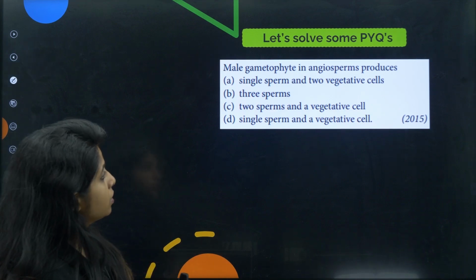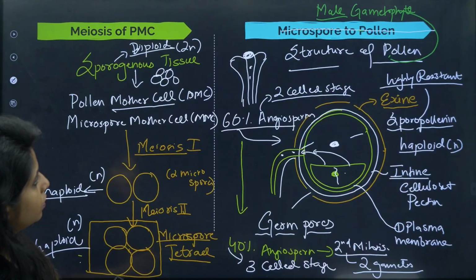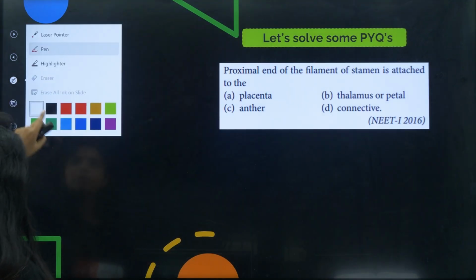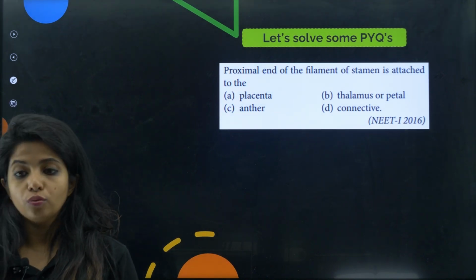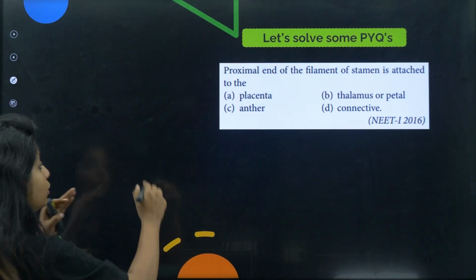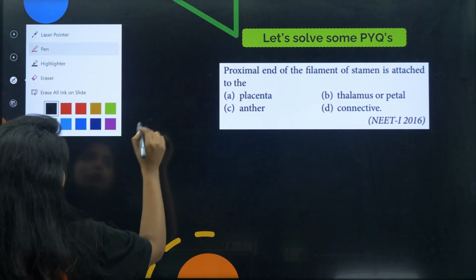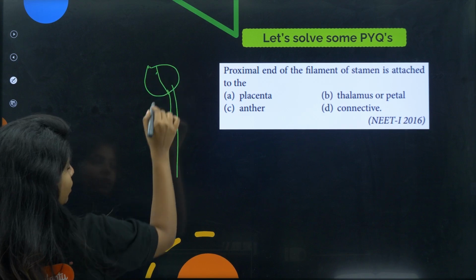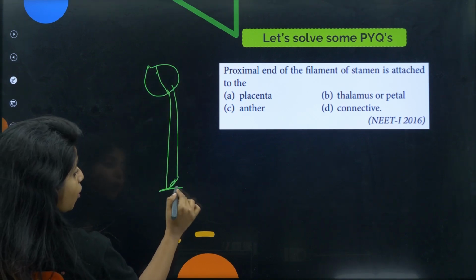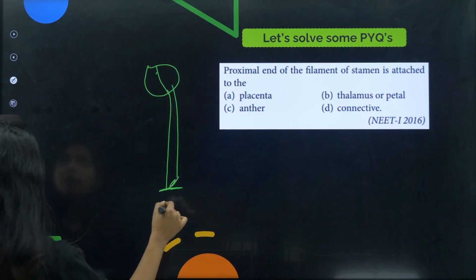Now let's solve the questions that are present over here. First question. Proximal end of the filament of stamen is attached to what? They are asking you, this is the anther, with bilobe, and this is the filament. Where is the proximal end? Where was it attached to?